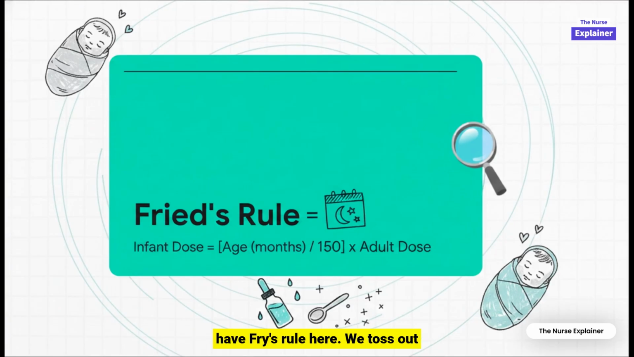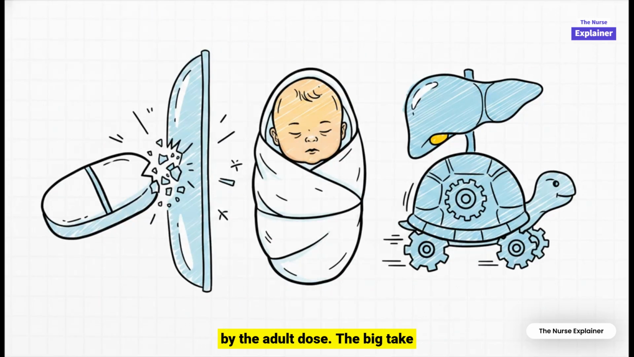And then, for our absolute most fragile patients, we have Fry's rule. Here, we toss out years entirely. We measure age strictly in months, divide by 150, and multiply by the adult dose. The big takeaway here is that Fry's rule is reserved exclusively for infants under 1 year old. Why? Because their enzymatic drug metabolism is remarkably low. If you used an age in years formula for a 6-month-old, you'd risk catastrophic toxicity. So Fry's rule drastically scales down that adult dose to protect those super-sensitive developing organs.